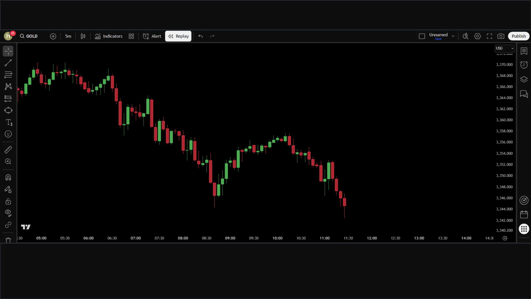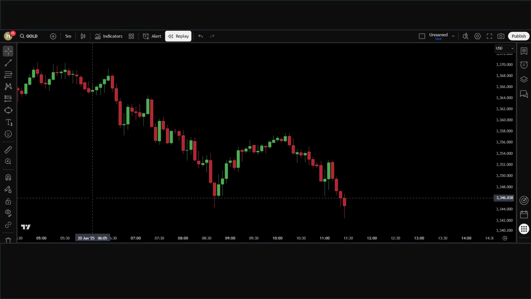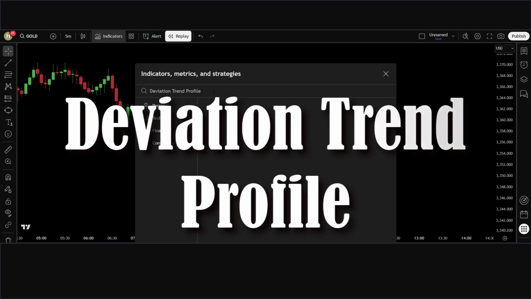Now let's create a trading setup. So first you want to open a clean chart in TradingView. We are going to test this strategy on the 5-minute time frame in the gold chart. Now let's add the indicator to the chart. First indicator name is Deviation Trend Profile.